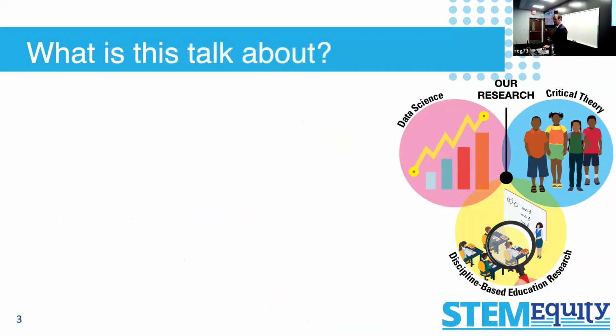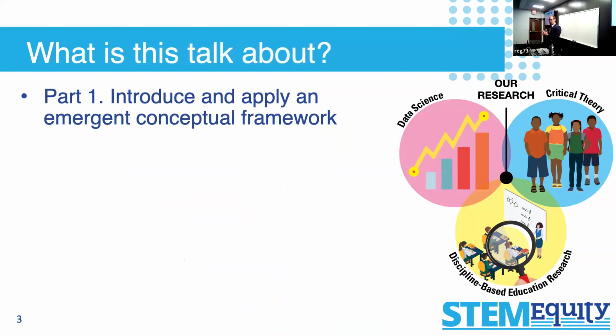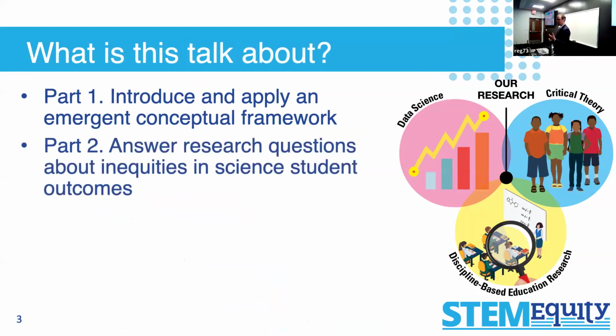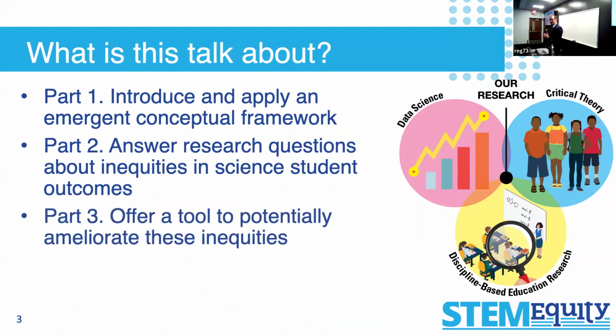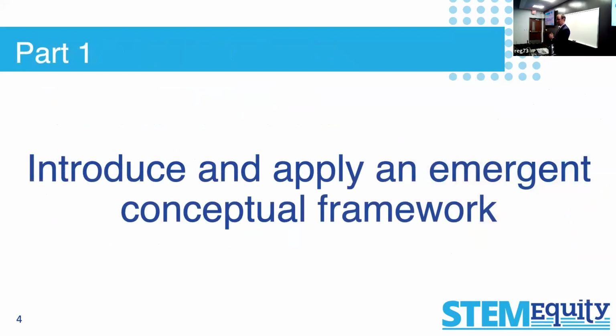So what does this talk about? There are 3 parts to this talk. The first part is going to be introducing and applying an emergent conceptual framework. Then part 2 is going to actually answer some research questions about inequity and science student outcomes. And then part 3 is going to be offering a tool to potentially help ameliorate these inequities. So part 1 is to introduce and apply this emergent conceptual framework.